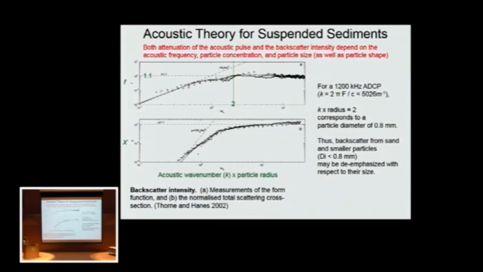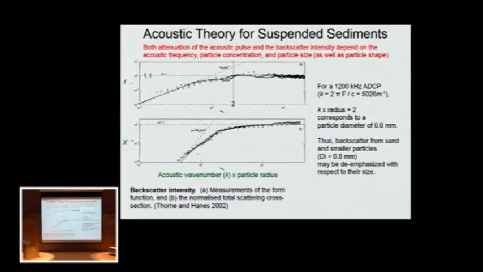So this is a slide that shows what the backscatter intensity is for particles of different sizes. This axis, and this is from Thorne as well, is acoustic wave number times the particle radius, and this is the backscatter form function. You can see that the scattering increases and then goes pretty flat. And this region where it goes flat is specular scattering. It has a value of wave number times radius of about 2.